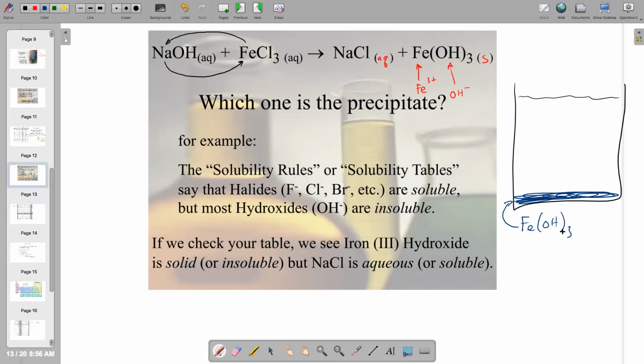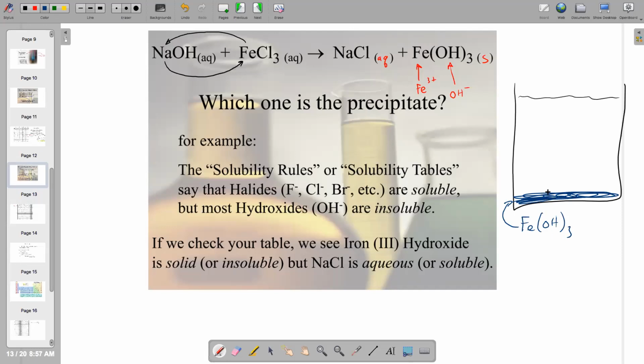And there's different ways to separate that. You can put it in a centrifuge and spin it around. That'll separate. Sometimes you can just wait and it'll settle down. You can also separate it by filtration. You can get some filter paper, run the solution through the filter paper, and the solid will get caught by the filter paper. We'll work on those techniques later on in the course.